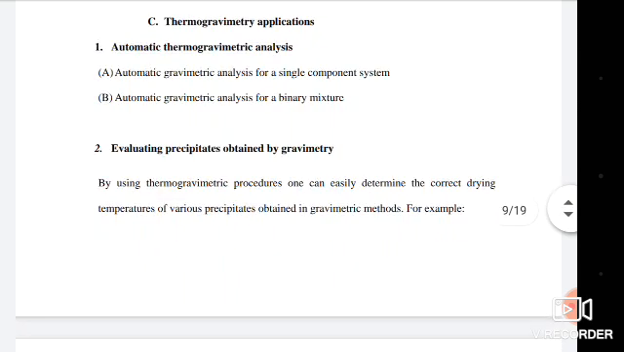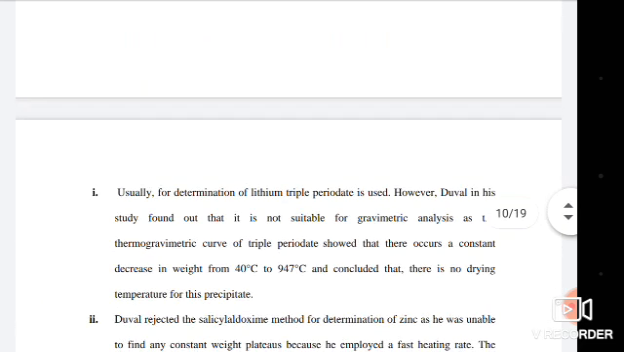Then the next one is the applications of thermogravimetry. The first application is automatic thermogravimetric analysis, for a single component system and for a binary mixture. We can analyze a sample by means of automatic gravimetry, for single components and also for binary mixtures. Then, evaluating the precipitate obtained by gravimetry.